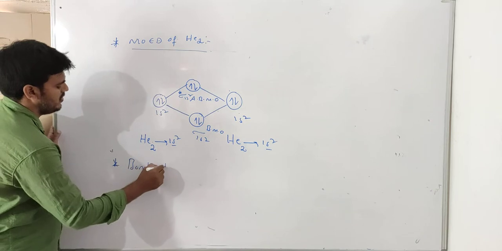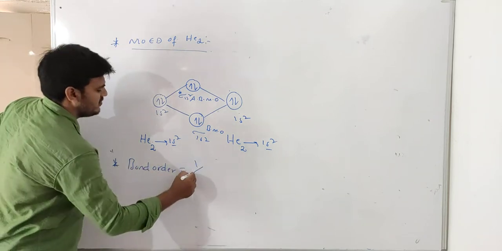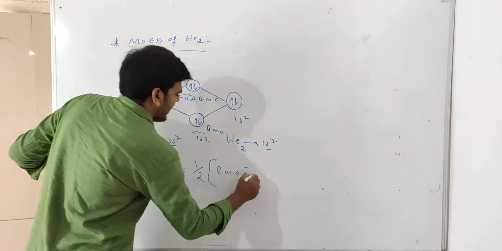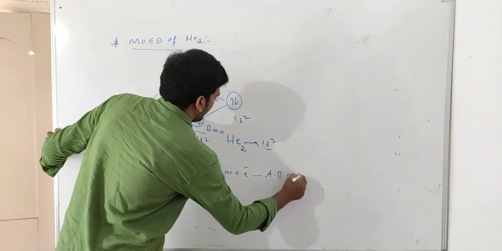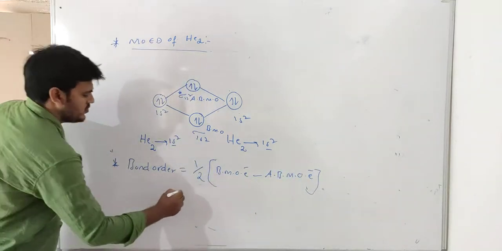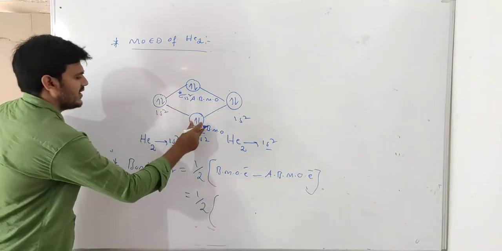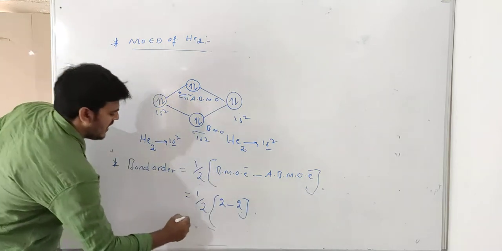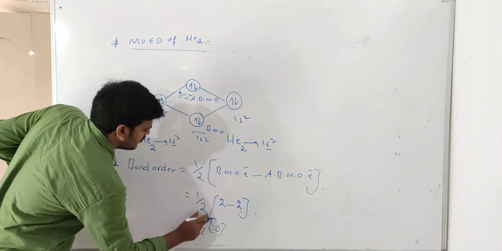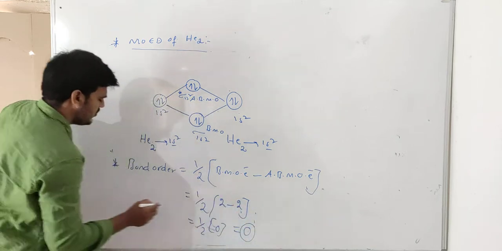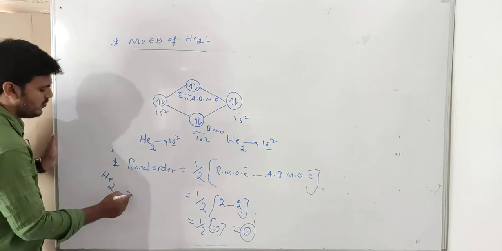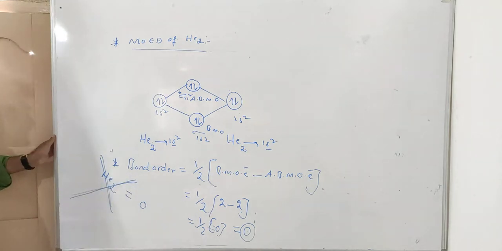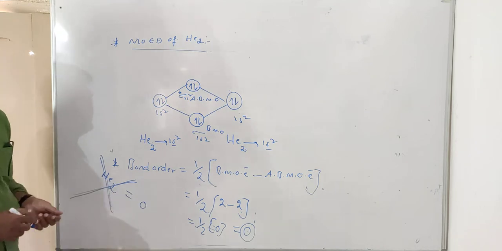So bond order principle: bond order is equal to half into bonding molecular orbital electrons minus anti-bonding molecular orbital electrons. So half into bonding electrons, 2, minus anti-bonding electrons, also 2. So half into 2 minus 2, 0. So bond order is equal to 0. So in the helium-2 molecule, bond order is 0, so the helium-2 molecule does not exist.